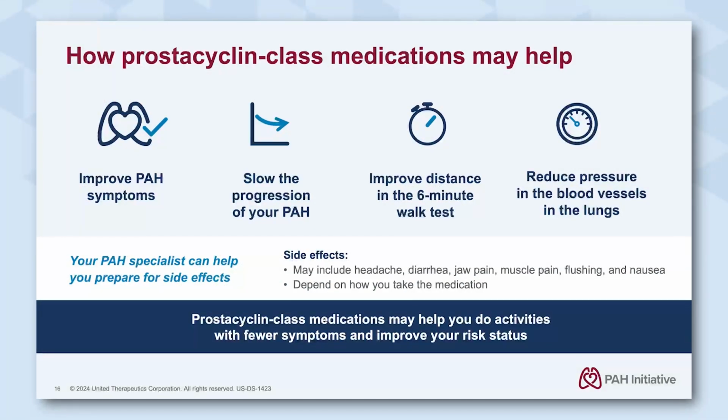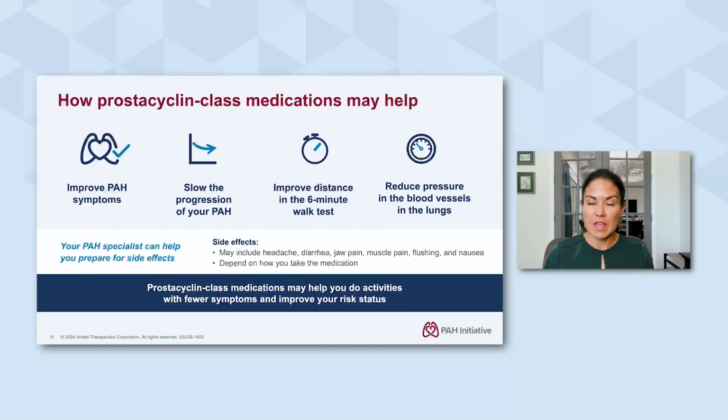One of the other aspects, and I bring it up because we've talked about 6-minute walk tests, and we utilize the 6-minute walk test to try and understand if our patients may be responding the way we would like to certain therapies or maybe changes in therapies. The prostacyclin class medications have shown that patients have improved distances in their walk tests in our clinical trials on prostacyclin therapy. And then our last is going to be actual reduction of the blood pressure within the blood vessels of the lungs. So those are some of the expectations when starting a prostacyclin medication.